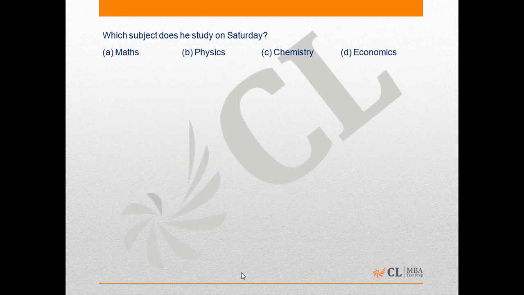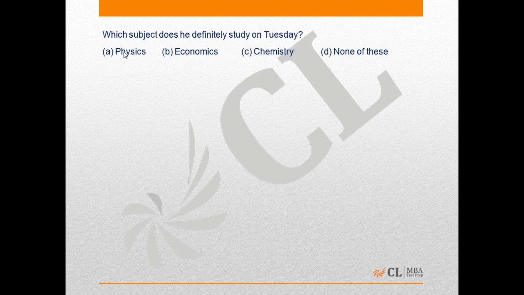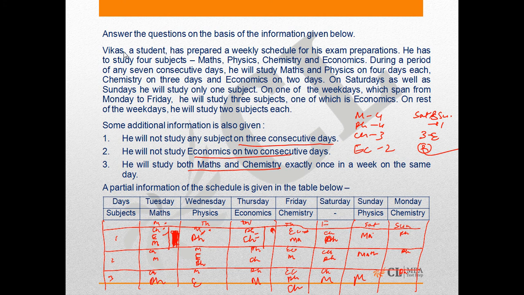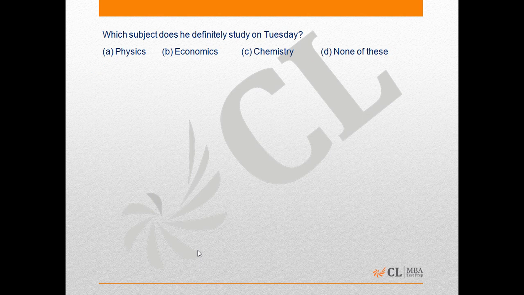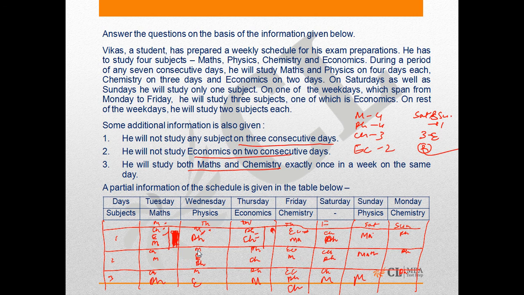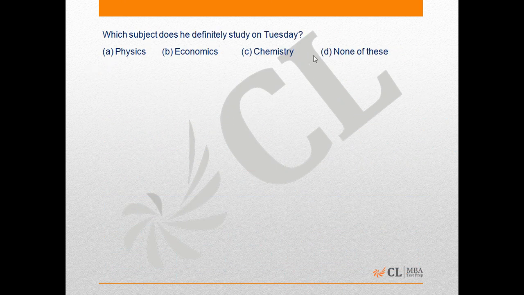So let's move to the questions. The first question asks which subject does he study on Saturday. It is maths. In all the cases, maths is studied on Saturday. Which subject does he definitely study on Tuesday? Let's check it. On Tuesday, in all the possible cases, he studies maths, which means the answer is option none of these, because in the other three options maths is not given.